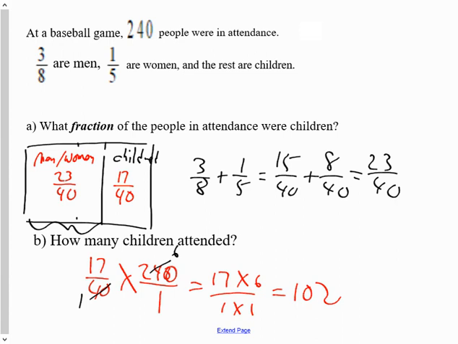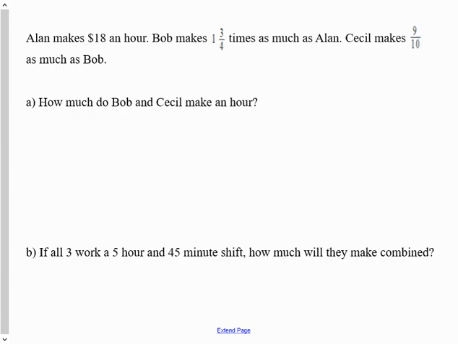Our next question says Alan makes $18 an hour. Bob makes 1 3/4 times as much as Alan. And Cecil makes 9/10 or 90% as much as Bob. How much do Bob and Cecil make an hour?